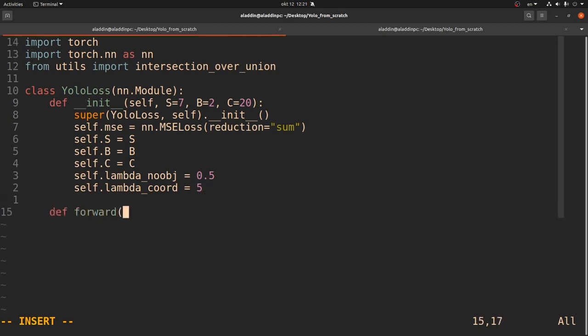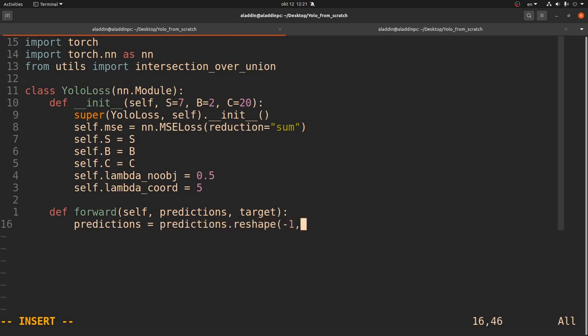Then we're going to do define forward, and we're going to send in some predictions. We're going to send in some target. And remember that when we send it through the model, we need to make sure that they are reshaped so that they are S by S by 30. So we're going to do predictions equals predictions dot reshape. Let's just keep the number of examples. We don't want to reshape that, but we want to do self.s, self.s, and then self.c plus self.b times 5. So that's how we want to structure it.